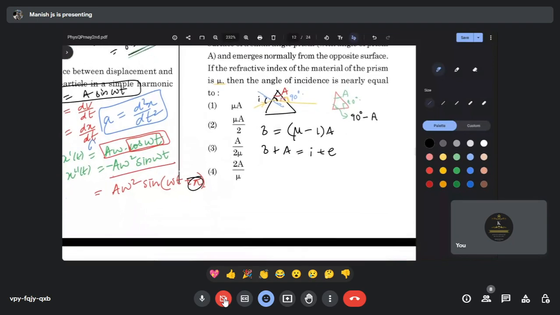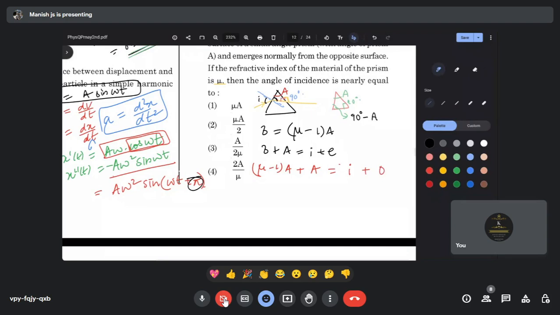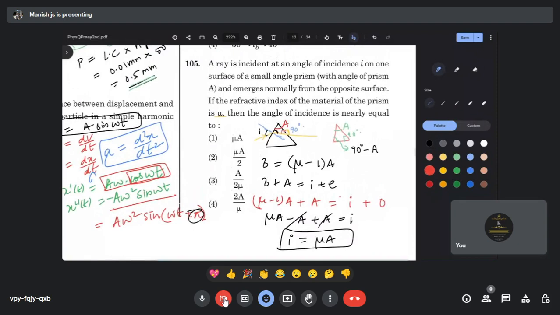Okay, so the angular concept we are bringing in. Here we can substitute the values. In the place of angle of deviation I am substituting (mu minus 1) times A, so (mu minus 1) into A plus A is equal to I plus 0, because the angle of emergence is 0 as it emerges out normally. Simplify: I am getting mu A minus A plus A is equal to I. So minus A plus A is going to get cancelled out and you get I is equal to mu A. This is how I build the relationship. So angle of incidence is nothing but mu into A, so the answer is option 1.